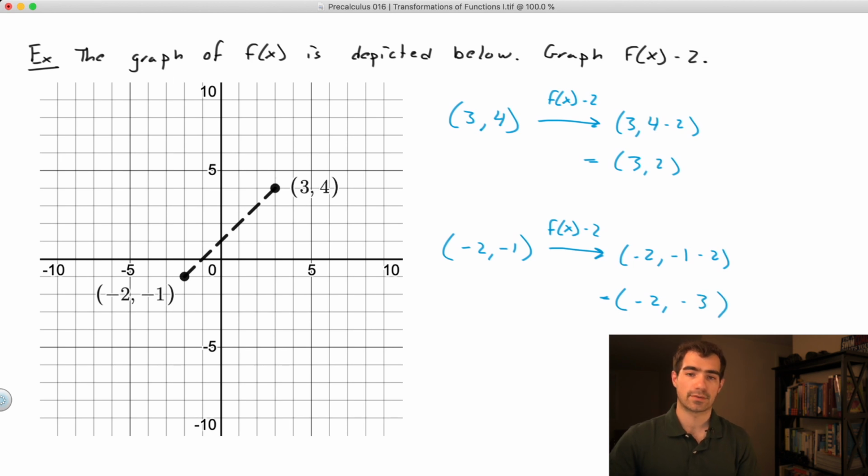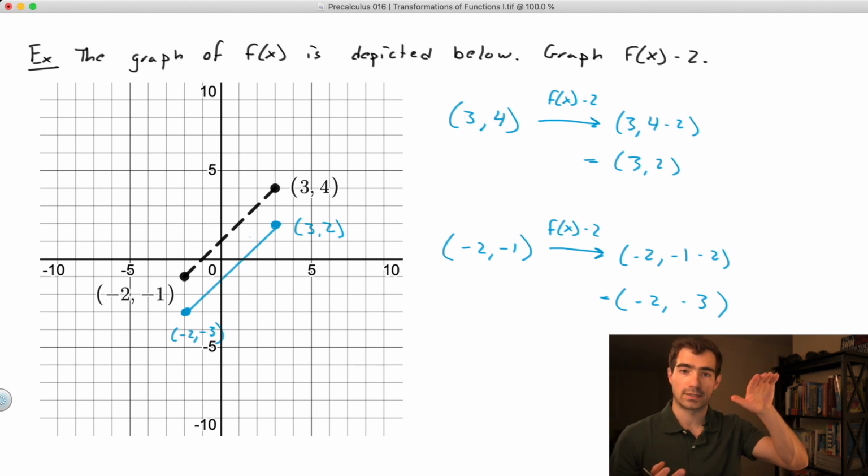We can see those reflected on our graph as well if we plot those points. If we look at (3, 2), that's going to live right here. And if we look at (negative 2, negative 3), that's going to live right here. And so if we draw a line between these 2 points, we can see that this shift has taken everything from that black dashed line and pulled it down by 2 units. And so this graph here would represent f of x minus 2.